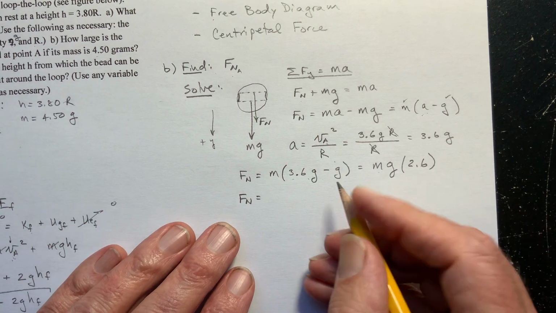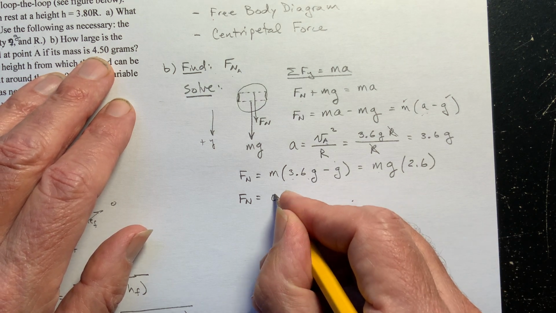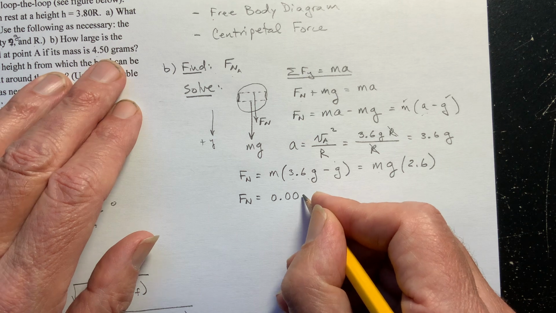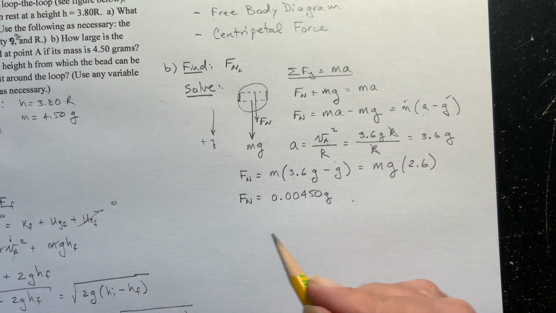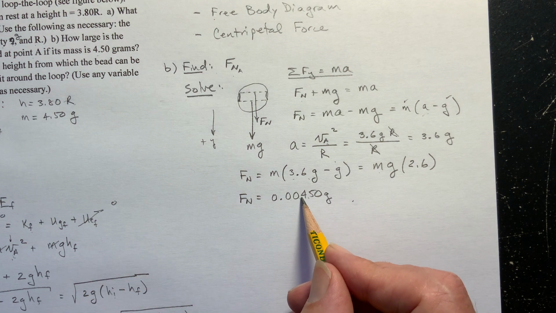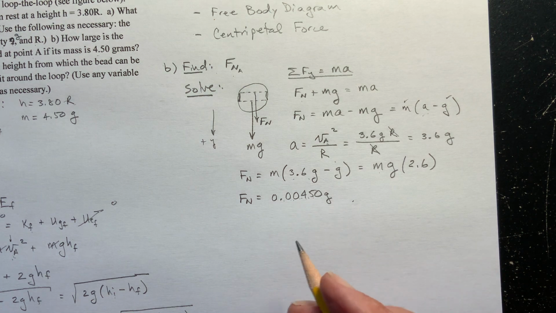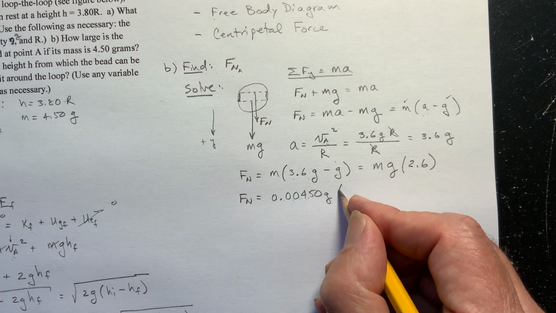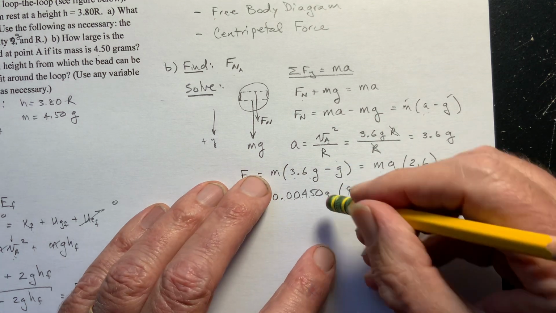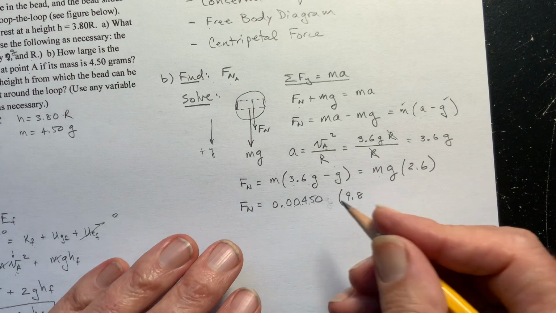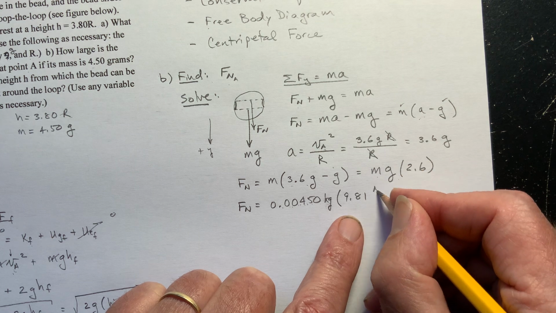The mass was given to be 4.5 grams, but I'm going to change that to 0.00450 kilograms, right? You move the decimal over 3 times. 4.5 grams is 1, 2, 3, 0.00450, okay? And that's the mass. And then we know what G is. G is 9.8. Oh, I'm sorry, I left grams in. I'm changing it to kilograms, so I really ought to put kilograms there. And then acceleration of gravity is 9.81 newtons per kilogram.